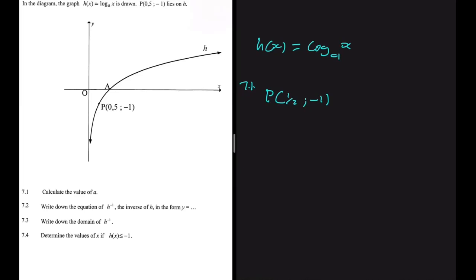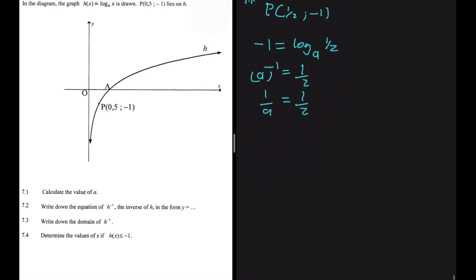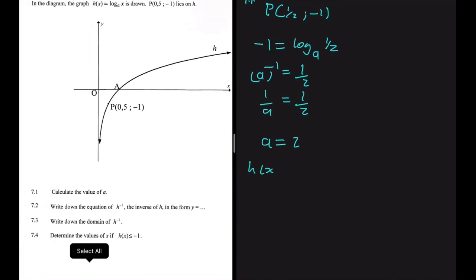So the y value, we're going to put minus 1, and this will be equal to log of x. Now we know that x is a half at the point P, and then base a. So let's go ahead and solve this. If we do that, we're going to get a to the power minus 1 being equal to a half. But a to the minus 1 is the same as 1 divided by a, right? And this is equal to 1 divided by 2. So it's easy to see here that a should be equal to 2, meaning that our function h of x we can write as log of x base 2 instead of a, right?